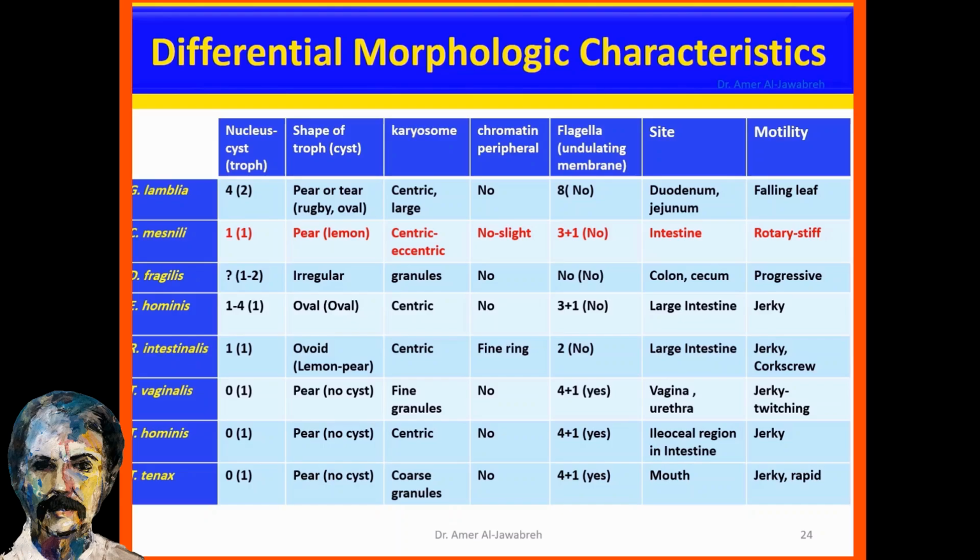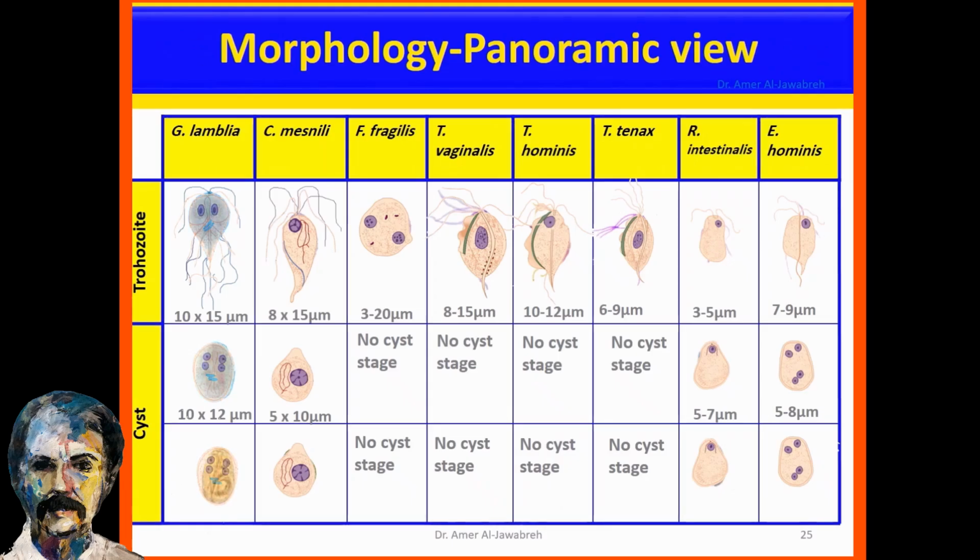Site of infection, the intestine. Motility, rotary or stiff. Circular motion and very vigorous. Stiff, very vigorous. Why? Because we have the 3 anterior flagella, 1 posterior, and maybe the spiral groove also plays a role in balancing the motility. And the same here. Look, this is the second one.